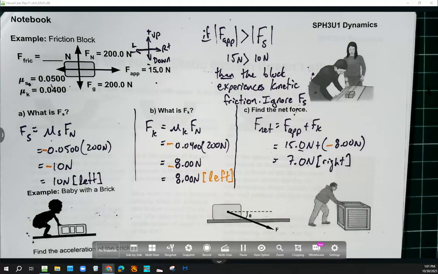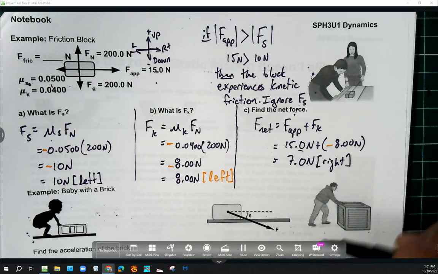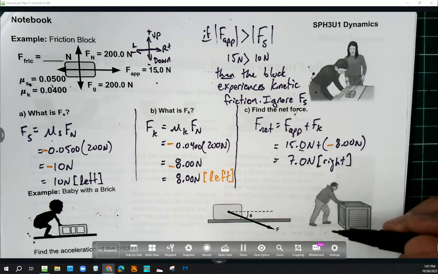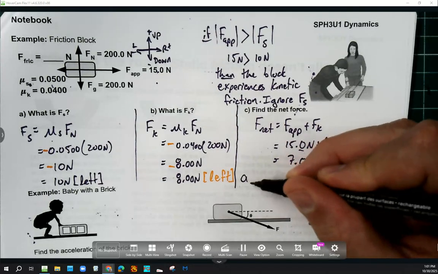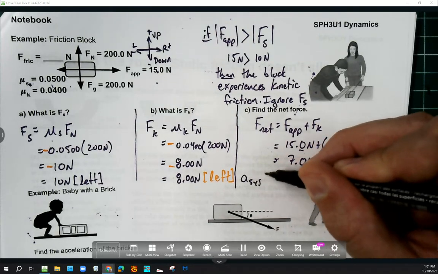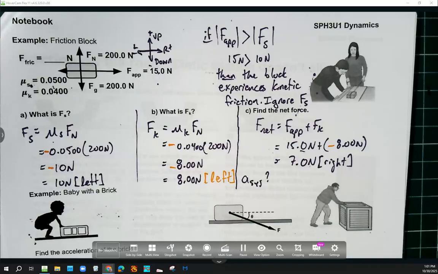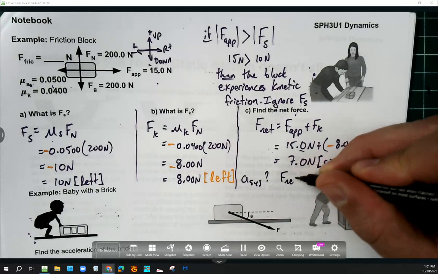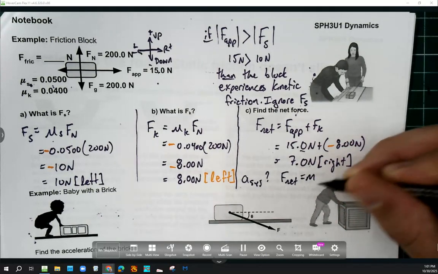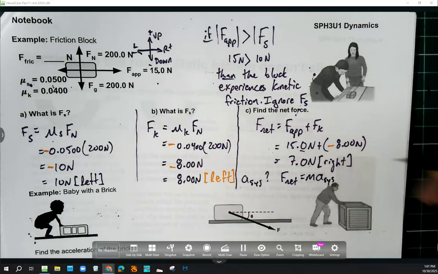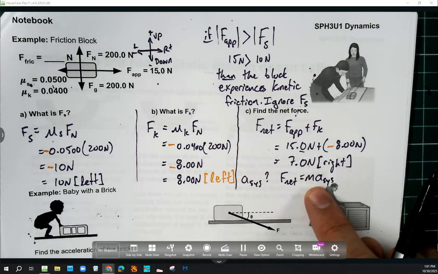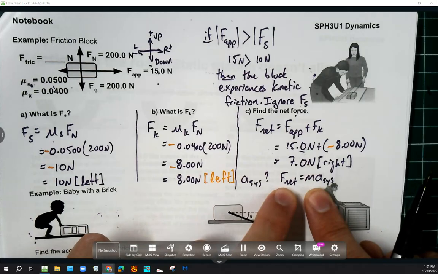Now, there's not a part D to this. But if I was going to find a part D, I might ask, what's the acceleration of this system? If I wanted to find the acceleration of this object, I'd have to know that F net for a system is equal to the mass of that system times the acceleration of that system. And the thing that I'm missing right now, because I've got the F net, is the mass of the system.